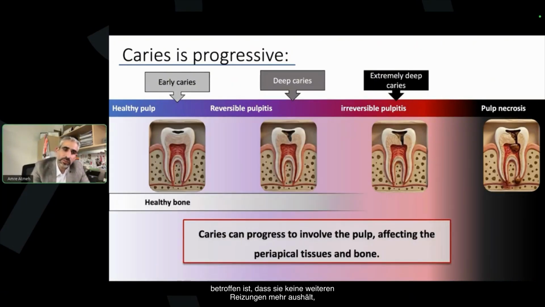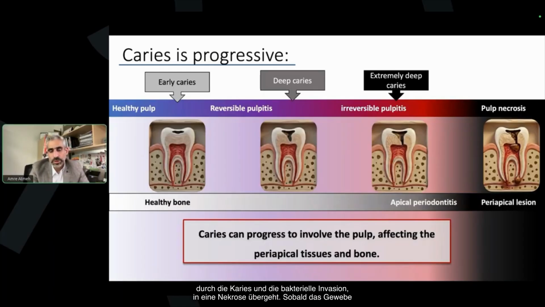Now the third level is actually the periapical tissues, and we know that by the time the pulp is affected, and it cannot withstand any further irritation from the caries invasion and bacterial invasion, it will go into necrosis. And once the pulp tissue is necrotic, then the bacteria will invade that space and will have its way to invade the periapical tissues. And that's how it appears as a periapical lesion radiographically, or a periapical abscess, and so on.